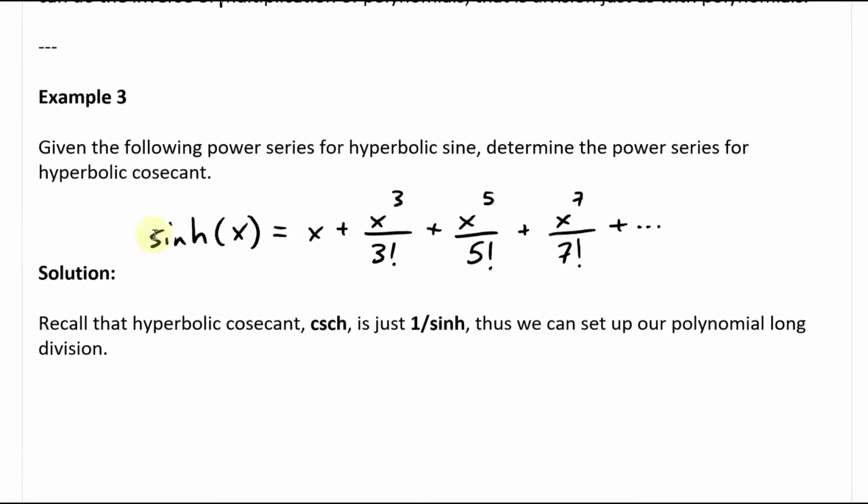Or let's keep going further. So example 3: given the following power series for hyperbolic sine, determine the power series for hyperbolic cosecant. This is what we're given in a lecture PDF. So sinh of x, hyperbolic sine, is equal to x plus x cubed divided by 3 factorial, plus x to the 5 divided by 5 factorial, plus x to the 7 divided by 7 factorial.